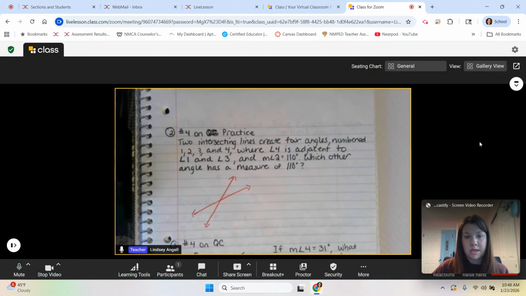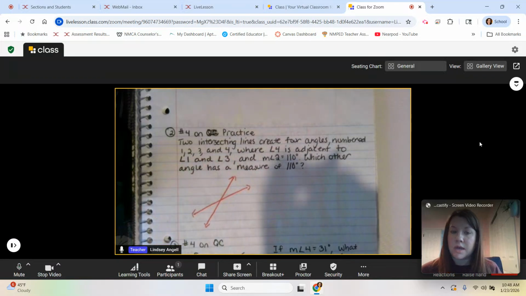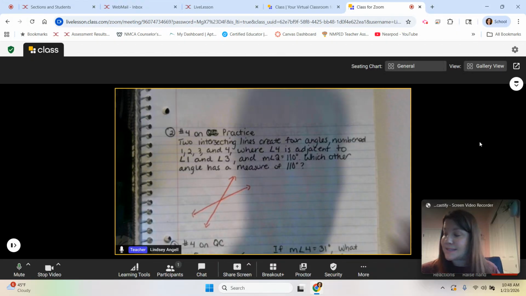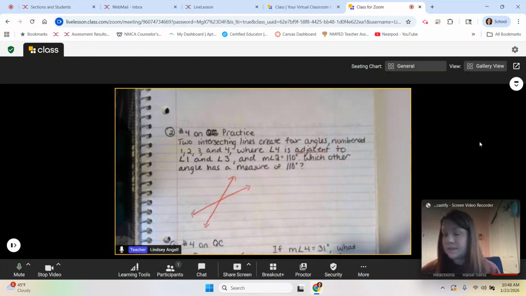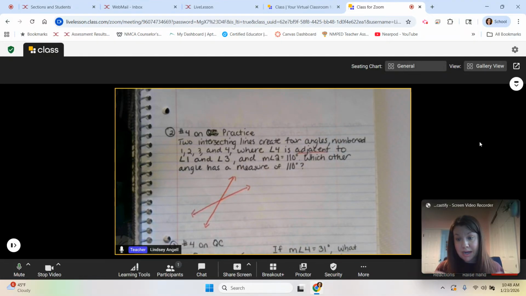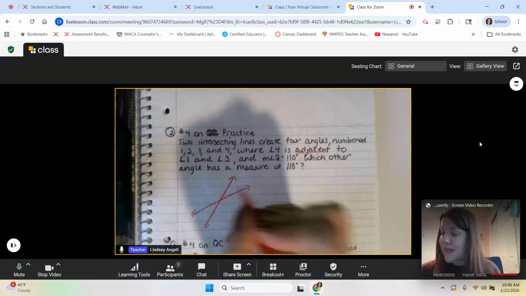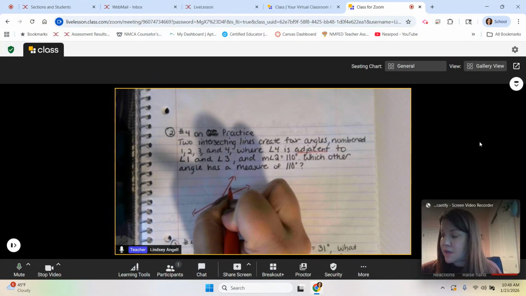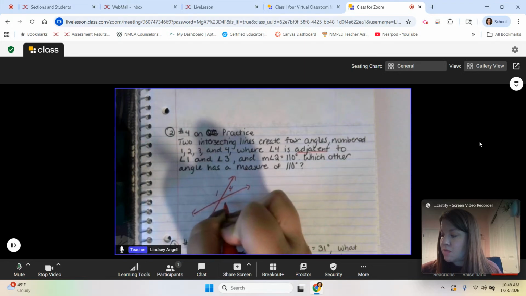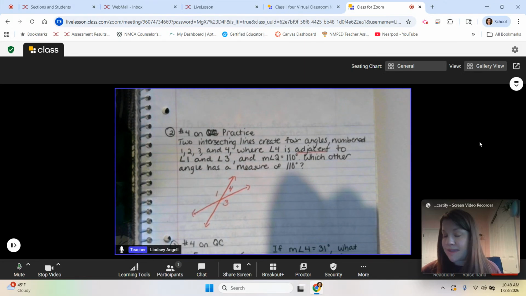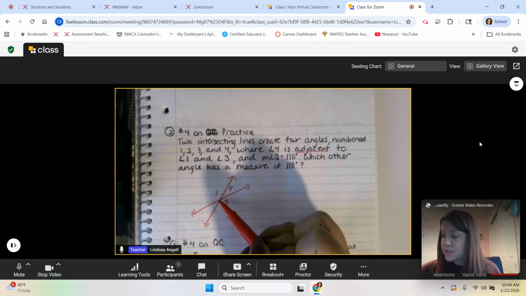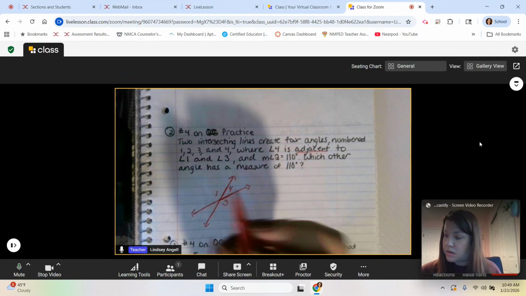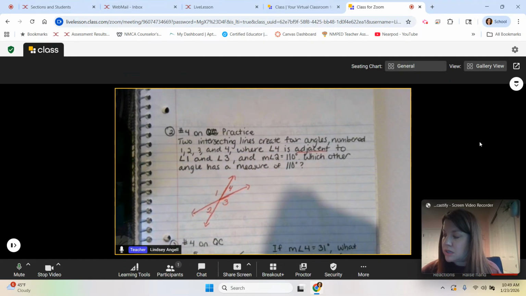Then it says we have angles 1, 2, 3, and 4, where 4 is adjacent. We have to remember what adjacent means. Adjacent means it shares a side, or it's smushed together, with angle 1 and angle 3. So if this is angle 4, that means angle 1 and 3 are right there, because those share a side and a vertex with angle 4. That leaves angle 2 right there.